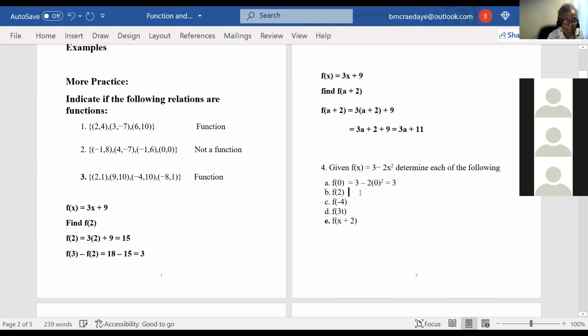Okay. What about f of 2? f of 2. Okay. Same thing, right? f of x equals 3 minus 2x squared, which is, so that would be -5. What would it be? -5. 2 times 2 is 4. 4 times 2 is 8. 3 minus 8 would be -5. That's correct.